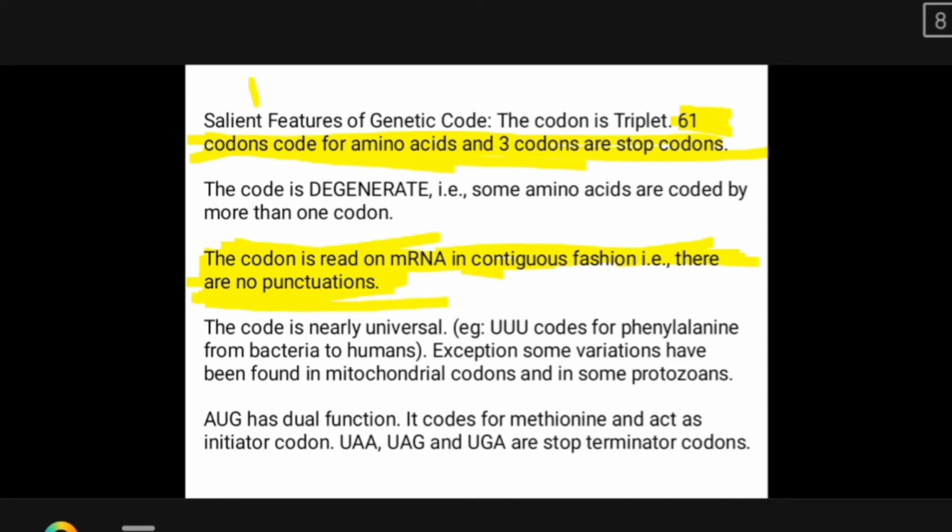The code is nearly universal. Example, the UUU codon codes for phenylalanine from bacteria to humans. Exception, some variations have been found in mitochondrial codons and in some protozoans.